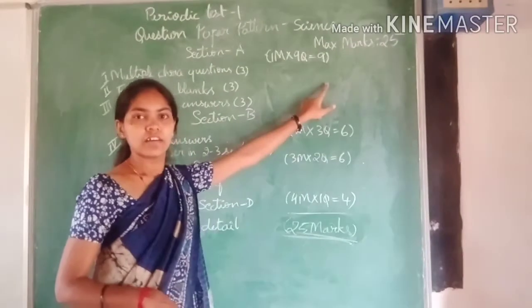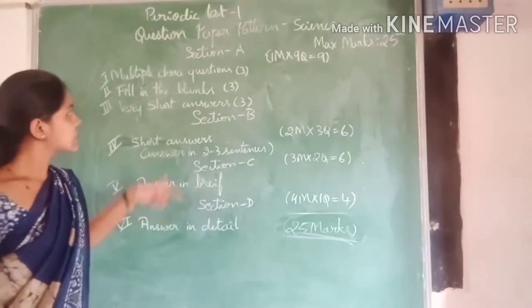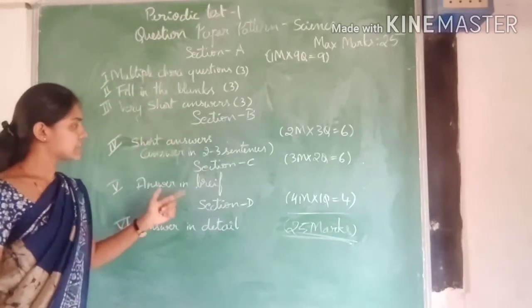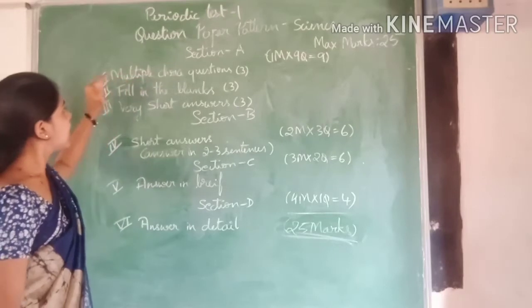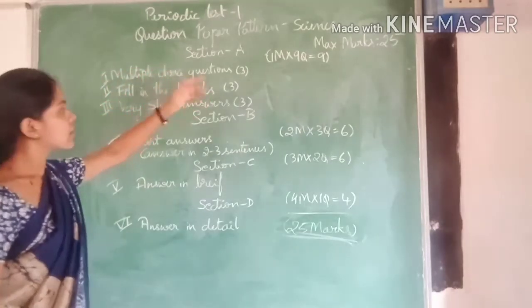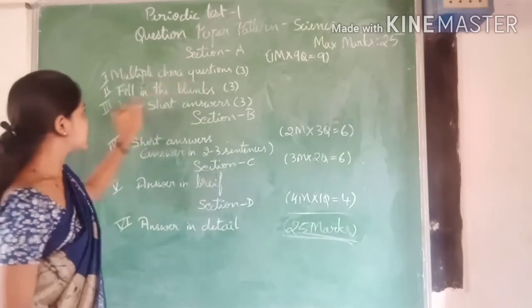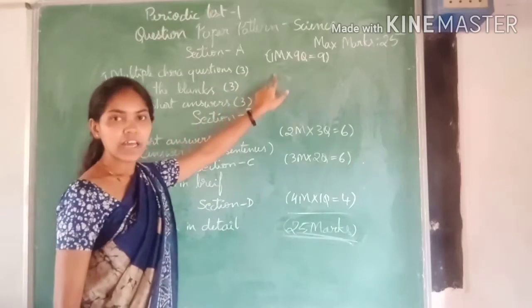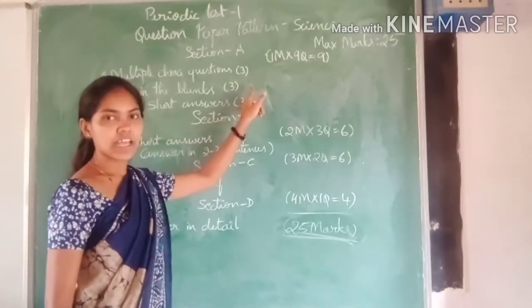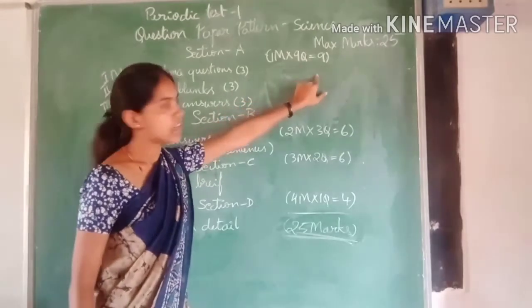Okay, and in the question paper you can see 4 sections: section A, section B, section C, and section D. In section A there are 3 parts: multiple choice questions, fill in the blanks, and very short answers. So there are 9 questions. Each question carries 1 mark. So 1 mark, 9 questions, total 9 marks.